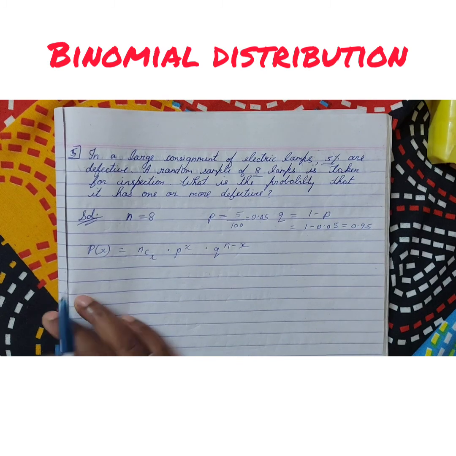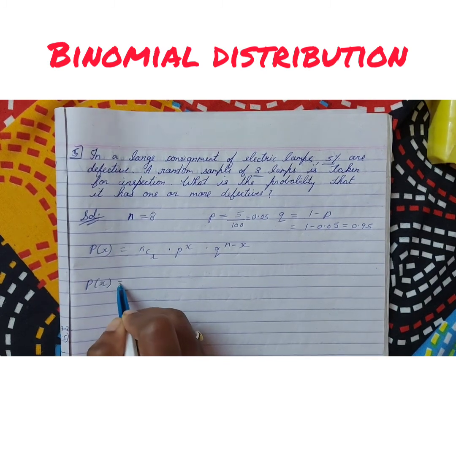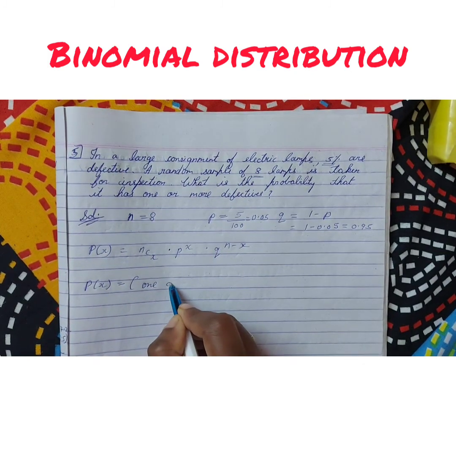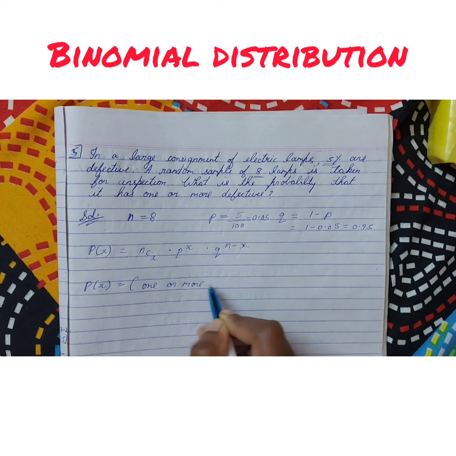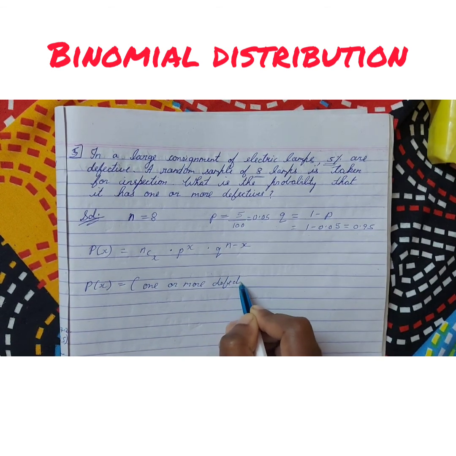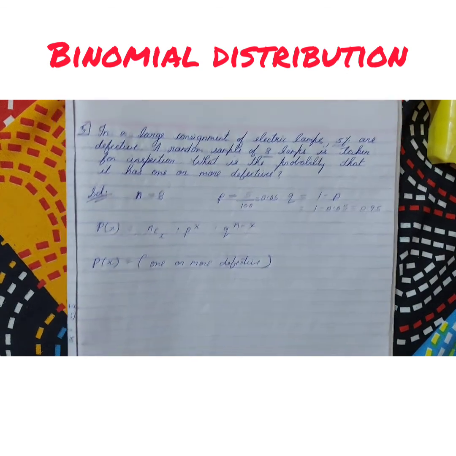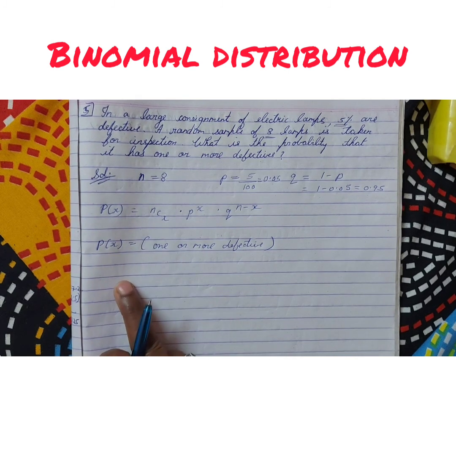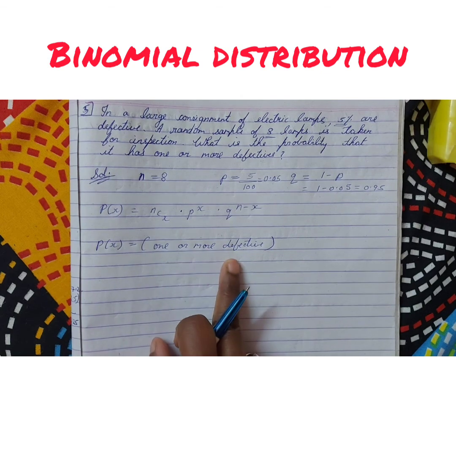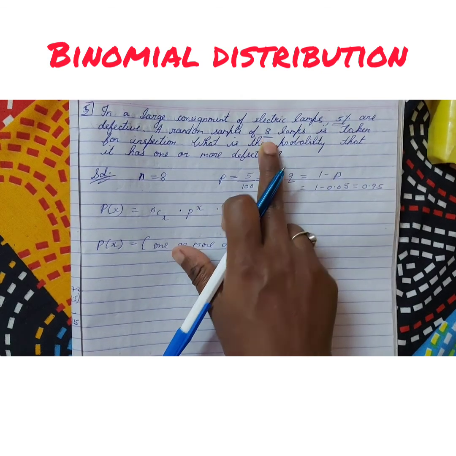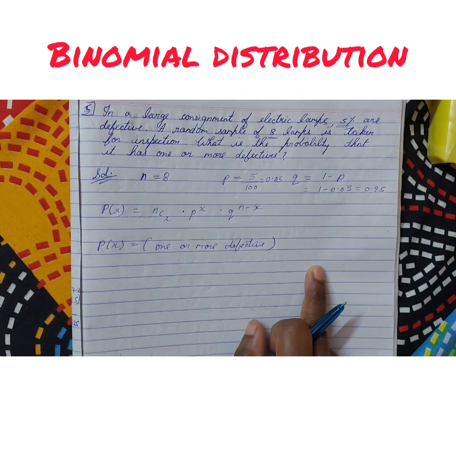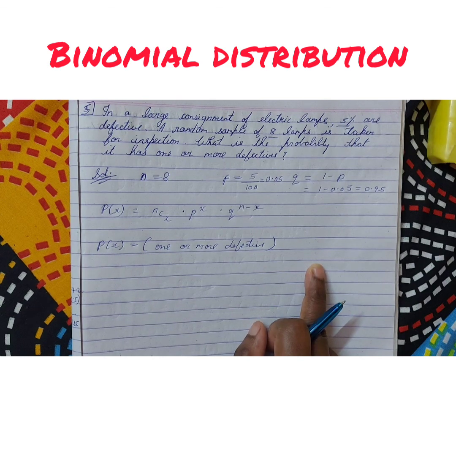With the help of parameters, what we have to find out? Probability of x, that it has one or more defective. This is the question which we have to find out. One or more defective means, leaving 0, we take all the numbers from 1 up to the sample. Our sample is 8. So from 1 up to 8, all the things we have to solve. It is not that easy. It becomes very difficult to solve from 1 to 8.